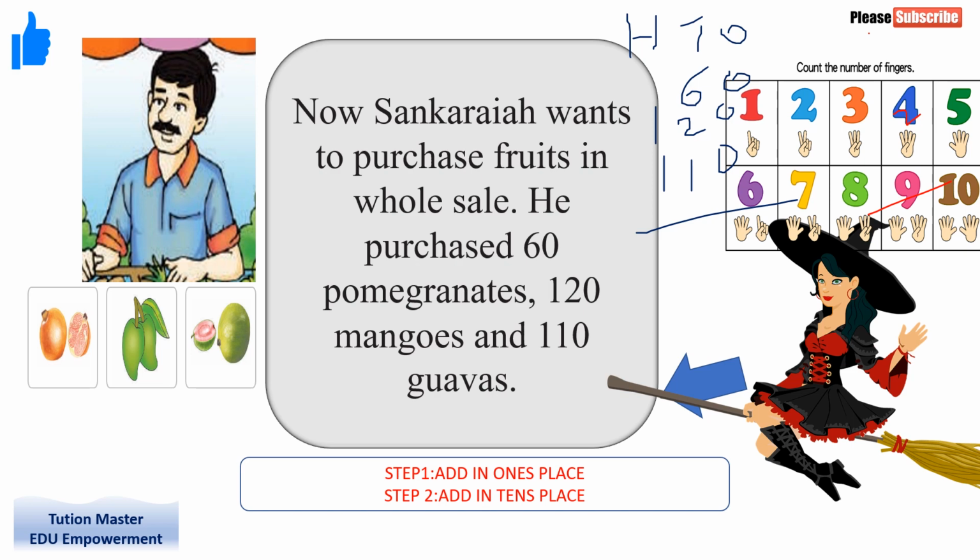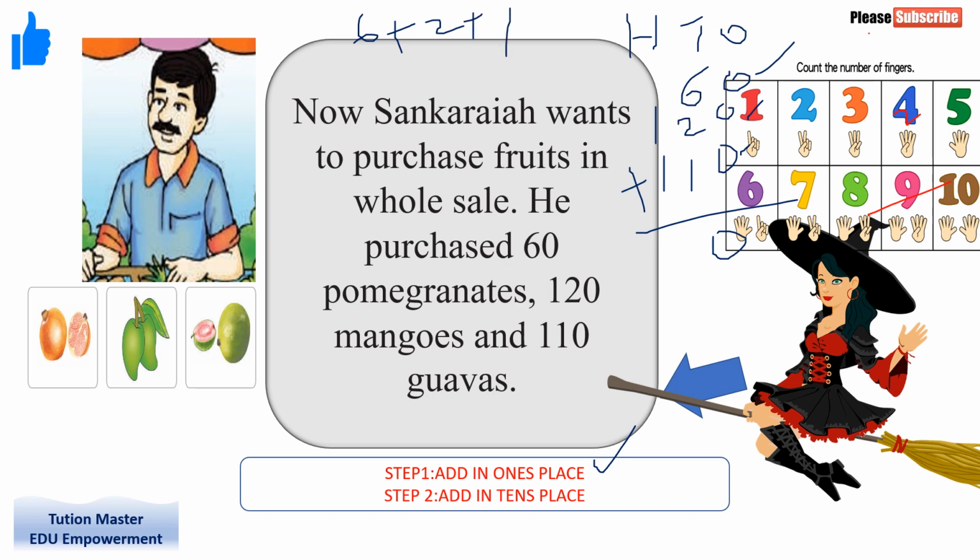Okay, so now what is step 1? You have to add the ones place. In ones, what are there? It is 0, 0, 0, nothing, so it is 0. Okay, now in tens it is 6 plus 2 plus 1, right? So 6 plus 2 plus 1.